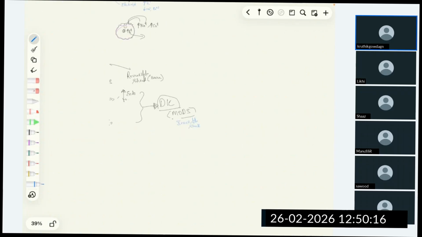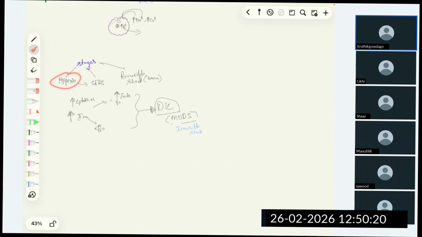So let me explain the stages for you. First, there is hypoxia. From hypoxia to systemic inflammatory response syndrome, it's the spectrum of reversible shock.